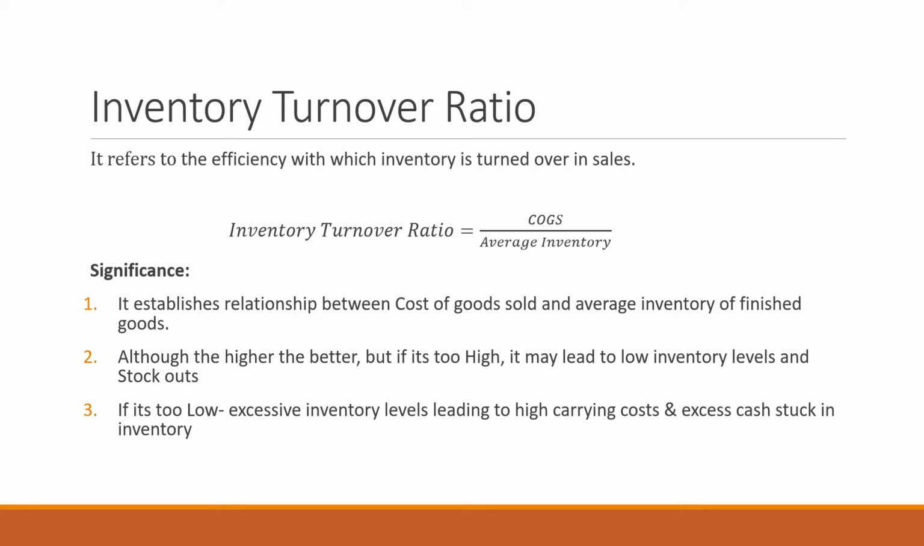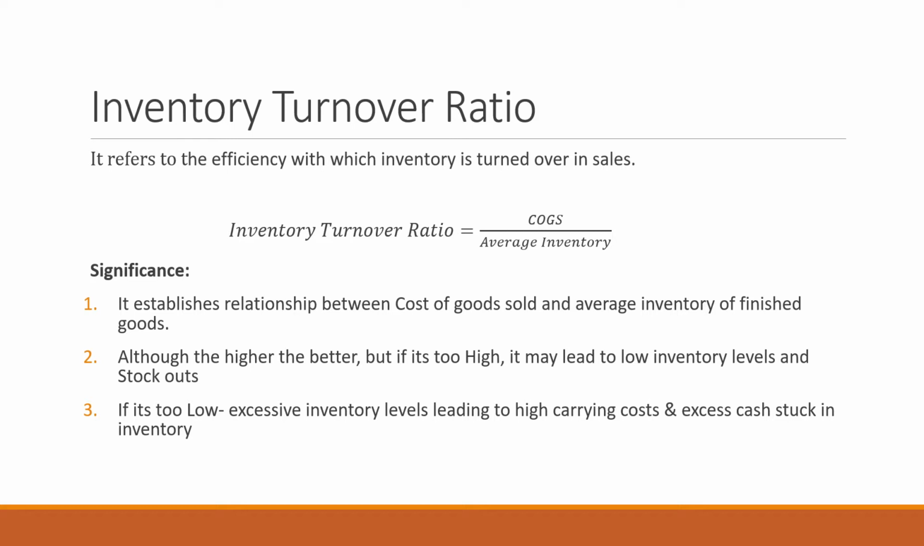This ratio shows how many times a company's inventory is sold and replaced over a period. It is an indication of how effectively inventory is managed by the company. By formula, inventory turnover ratio is equal to COGS divided by average inventory. COGS is cost of goods sold.